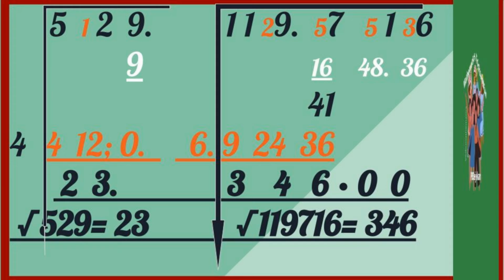Now the square of 6 is 36. We will subtract 36 from the above number 36 to give balance 0. There is no remainder and this is a complete square. The square root of 119716 is 346.